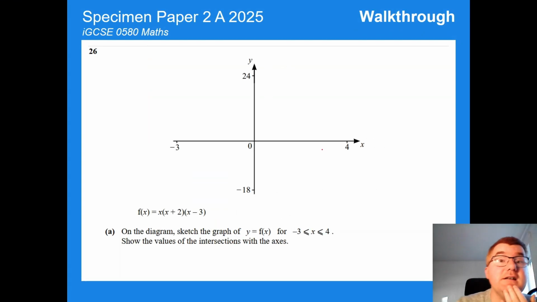Okay, and on to the last question, question 26. We have our function, x brackets x plus 2, x minus 3, and we need to sketch this function.